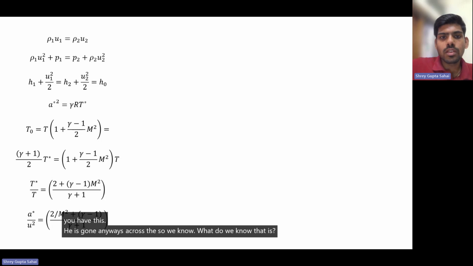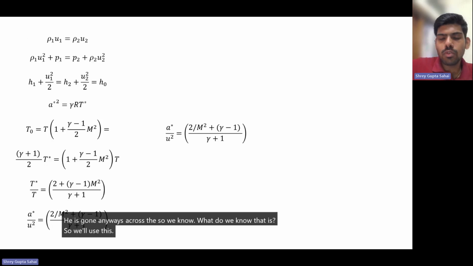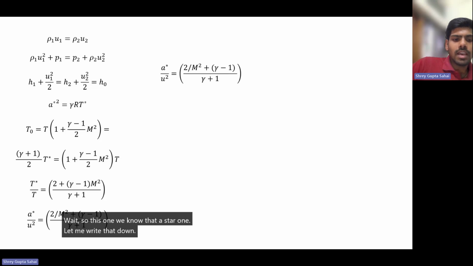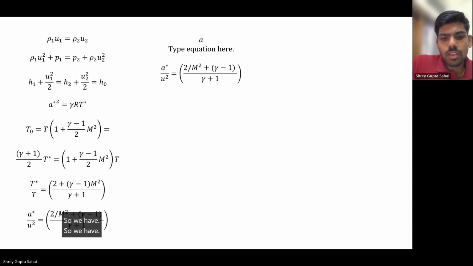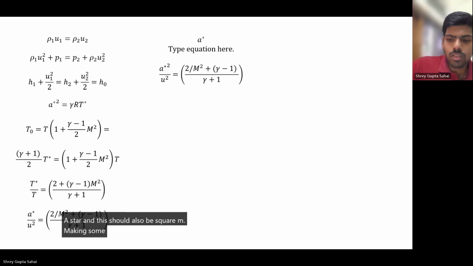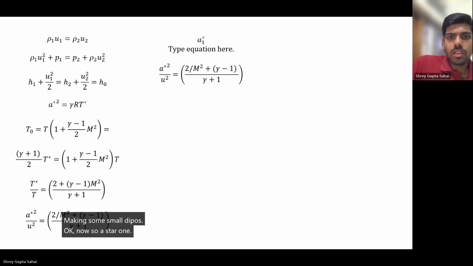So we'll use this. Wait. So this one we know that a star one. Let me write that down. So we have a star, and this should also be square. I'm making some small typos. Okay. Now so a star one is indeed equal to a star two.